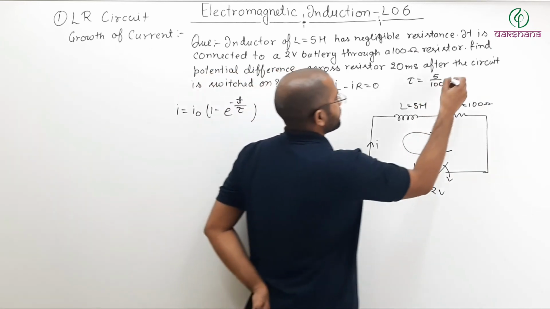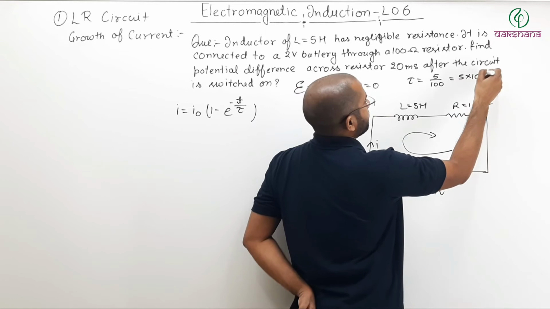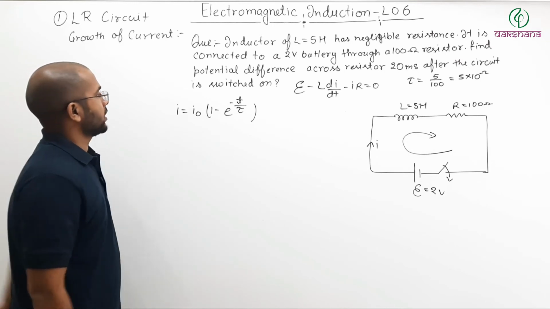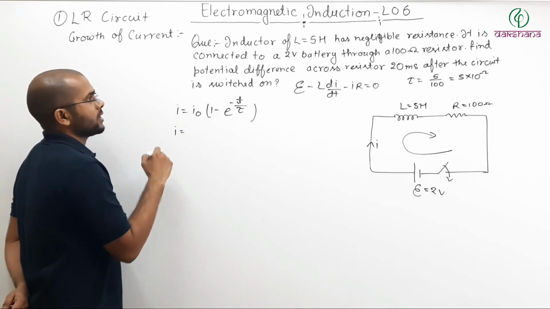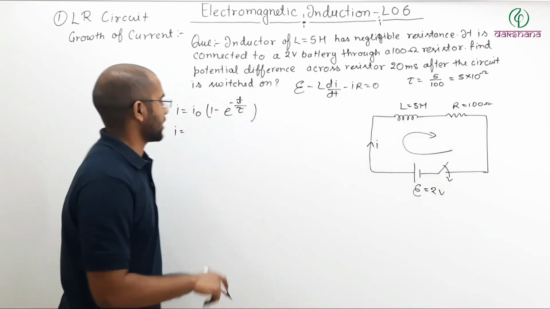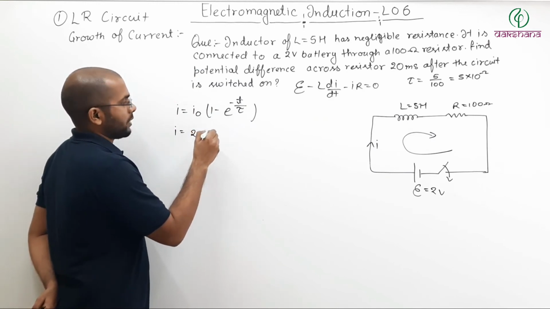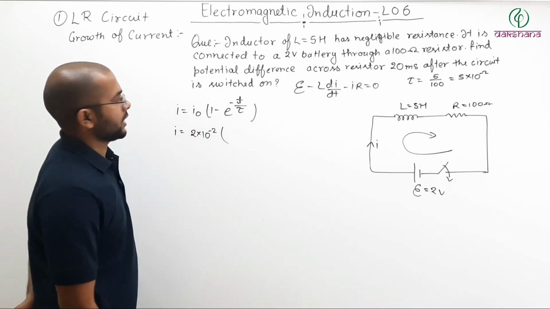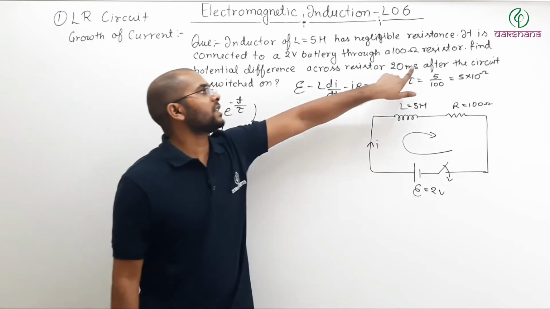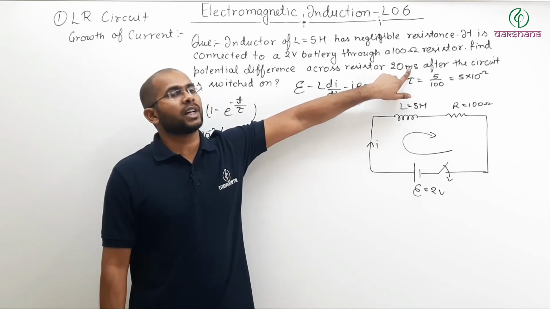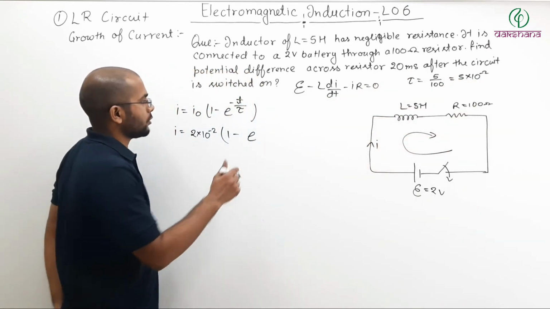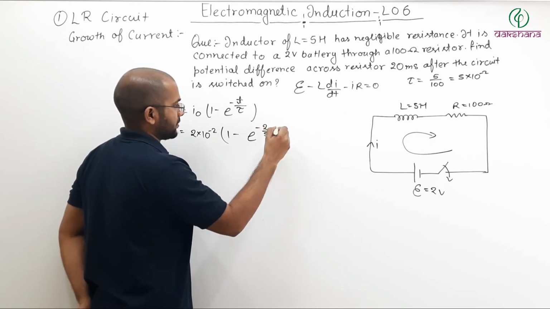5 by 100 is how much? 5 into 10 to the power minus 2. Now let us put the values here. I equals I naught. What is I naught? EMF divided by R. So 2 divided by 100, so 2 into 10 to the power minus 2. Correct. 1 minus e to the power minus t by tau. What is time? Time is 20 millisecond, which is 2 into 10 to the power minus 2. And what is tau? 5 into 10 to the power minus 2. So 10 to the power minus 2 will cancel out, giving minus 2 by 5.